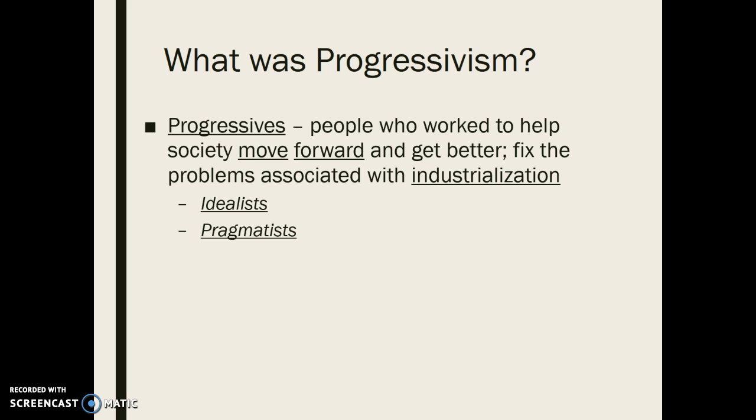And as we go through the unit, as we look at individuals and goals, I want us to be thinking about, is this idealistic? Is this pragmatic? We're going to discuss all those things as we go.